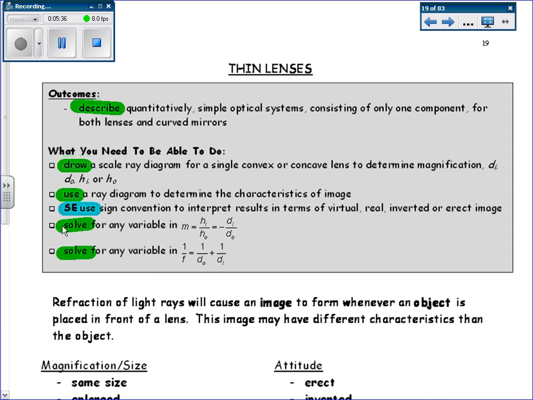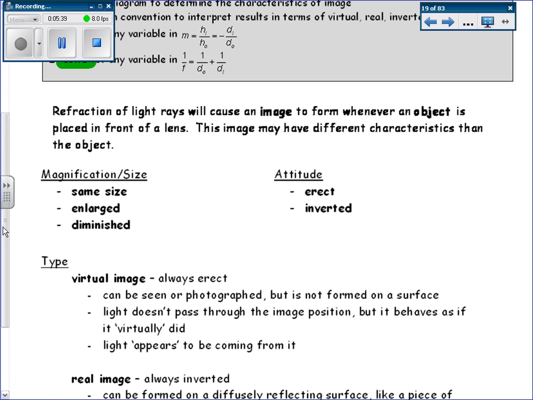When you're asked to find characteristics of the image, there are three different areas we look at. We look at magnification, or size, in terms of comparing the image to the object: either the same size, enlarged, or diminished. So the first lens I used, the image was enlarged. The second lens I used, the image was diminished. It was smaller. Enlarged just means bigger. Diminished means smaller. Then there's attitude.